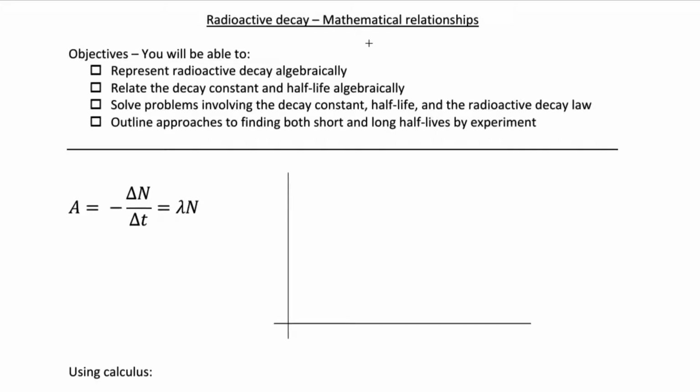In this lesson, we continue our look at the mathematical relationships underlying radioactive decay. Here are the objectives. We saw in the previous lesson that if you have a number of radioactive parent nuclei, N, and you observe them over time as they decay, so time is on the x-axis here, you get an exponential curve in the number remaining.